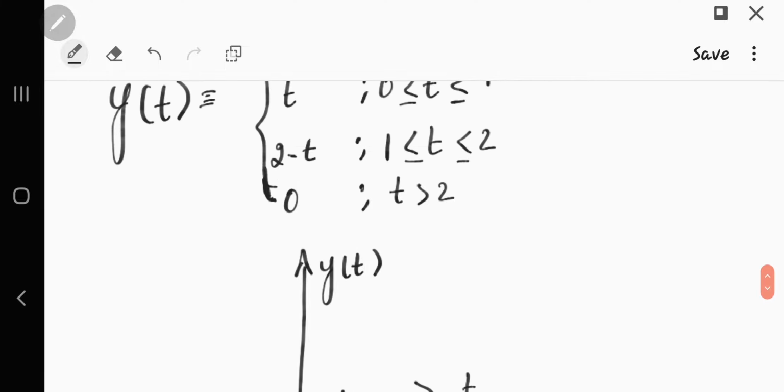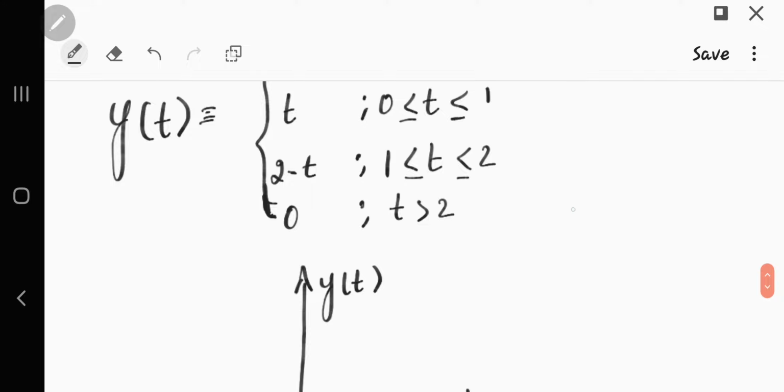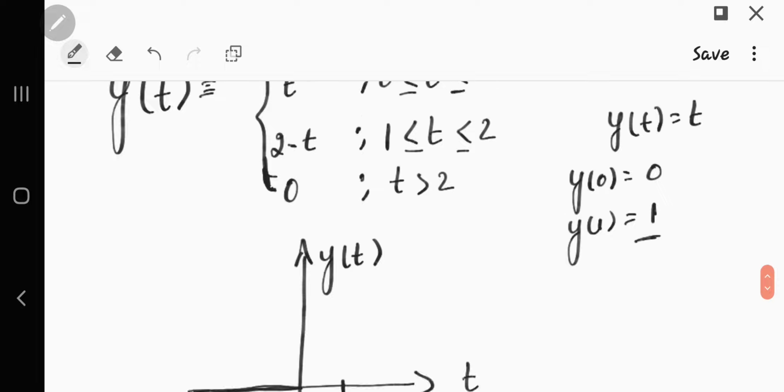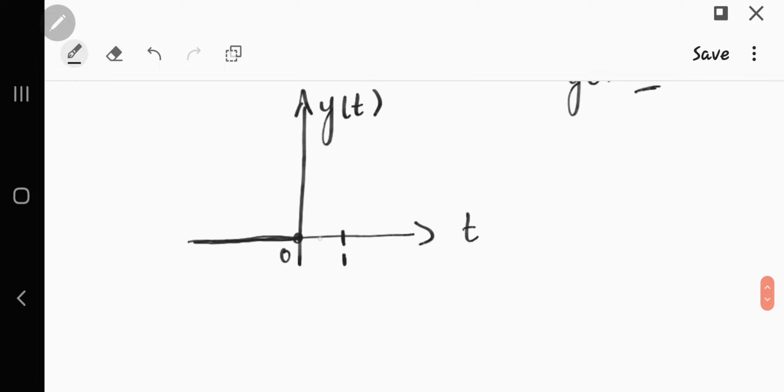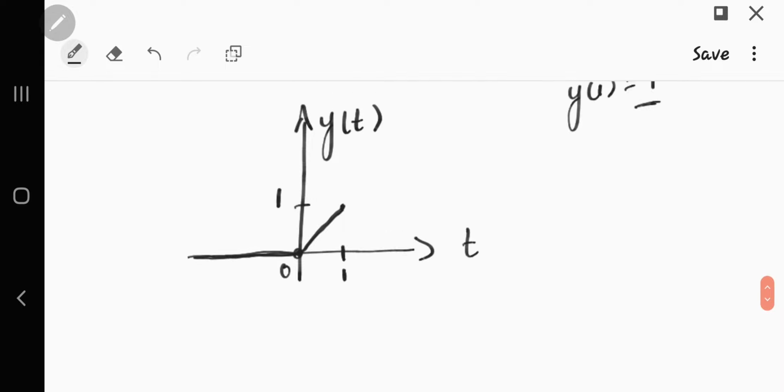But if you want to get it clarified, just put the value here. You can put y of 0, then you will get, because y of t is equal to t, if you put t is equal to 0, you will get 0. And at y of 1, you will put t is equal to 1, you will get 1 here. So at y of 0, amplitude is 0, and at y of 1, the amplitude is 1. Join this. This is the signal between 0 and 1.